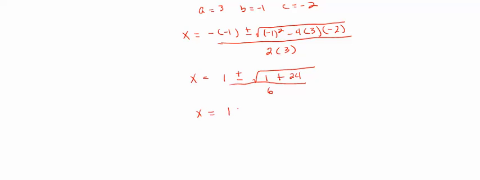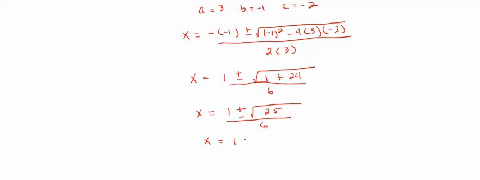So we'll have 1 plus or minus the square root. 1 plus 24 is 25, all over 6. Now we can take the square root of 25 because it's a perfect square. So the square root of 25 is 5.